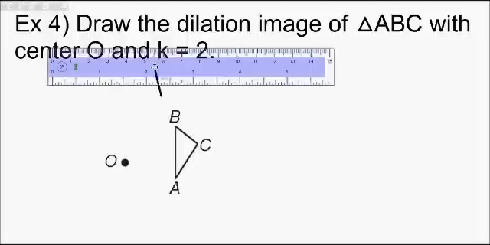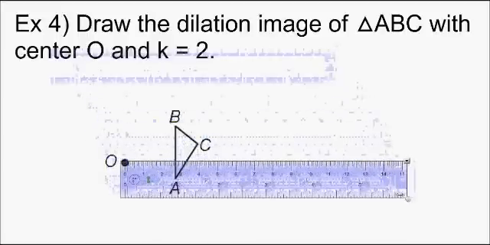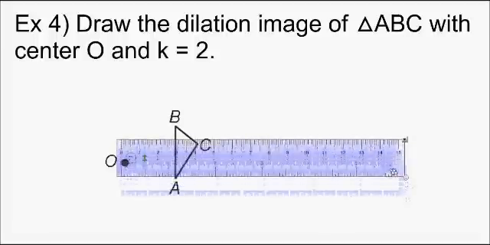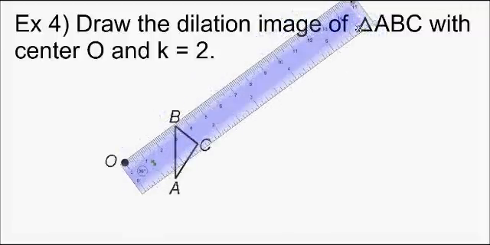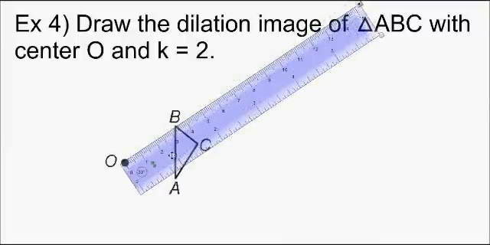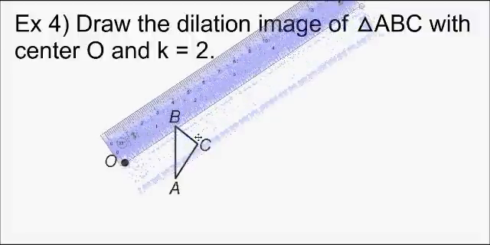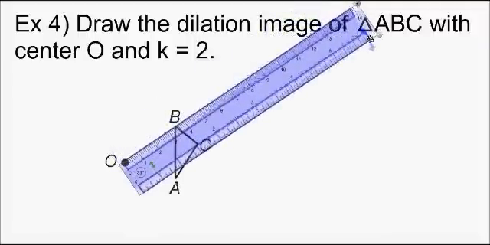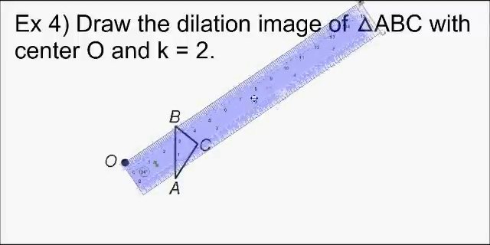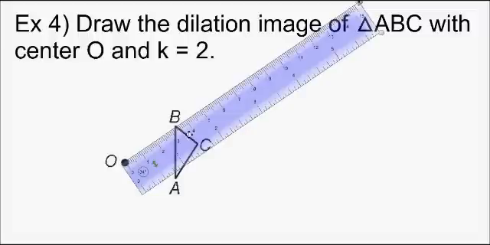But this time I'm going to need a ruler. I'm going to use the centimeter side of my ruler here, if I can get it to cooperate. Okay. And the first thing I'm going to do is measure the distance between O and each of these points. I'll use centimeters. So I'm going to start by measuring the distance between O and B. And I see that that is about 3.3 centimeters from O to B. So OB is 3.3 centimeters.